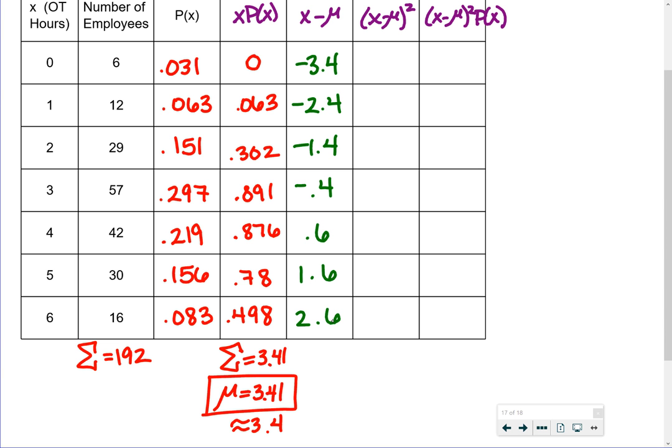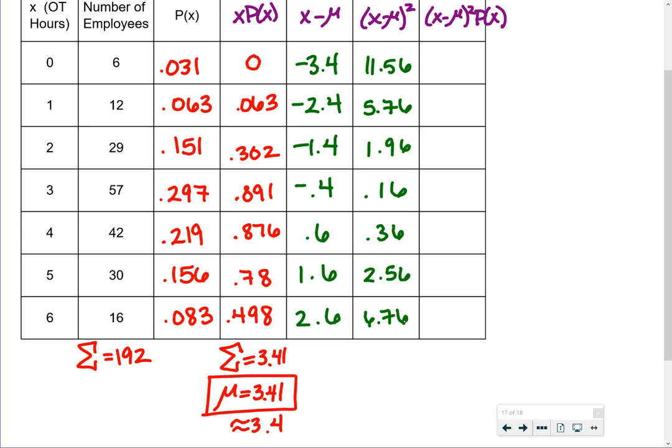Now we're going to take each deviation and square it. 3.4 squared, 11.56. 2.4 squared, 5.76. 1.4, 1.96. 0.4, 0.16. 0.6, 0.36. 1.6, 2.56, and 2.6 squared, 6.76. Okay.